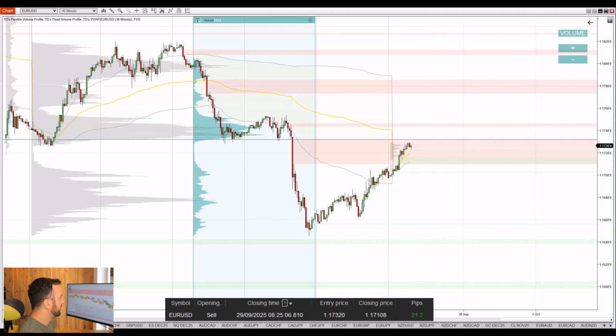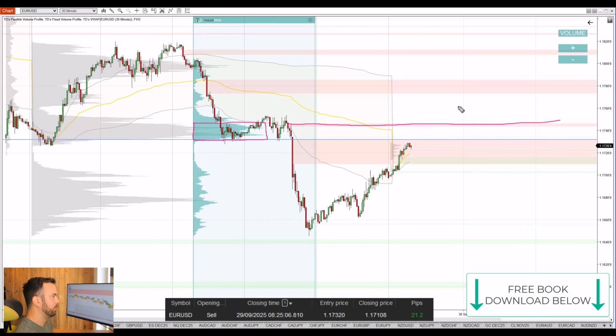So, stop loss placement. I usually place my stop loss orders behind heavy volume zones. In this case, this was this heavy volume zone, and I placed the stop behind it. So this was the stop loss.